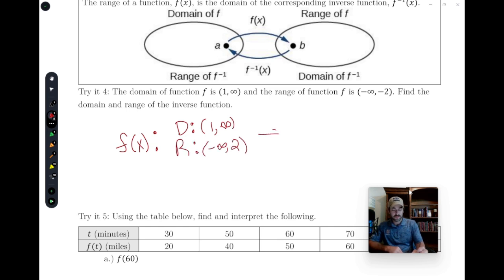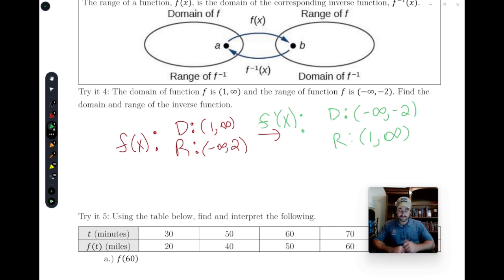And what we're going to do is invert that. So the inverse, the new domain, is going to be negative infinity to 2, and the new range is going to be 1 to infinity. All we did was switch them. Not too bad. So now let's look at it on a table, and we'll look at how it would work, and very similarly on a graph.